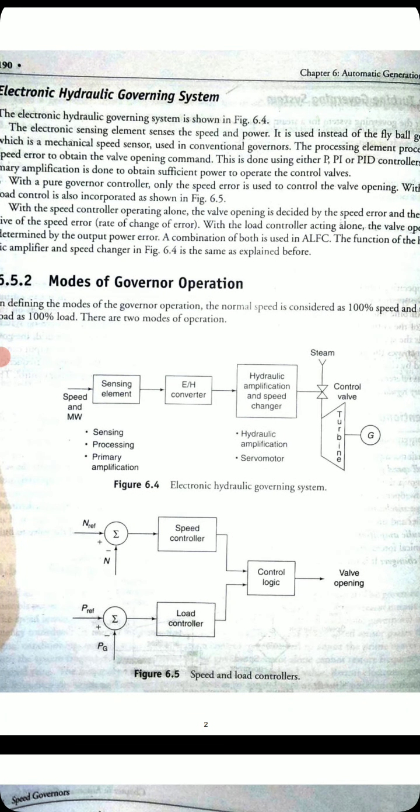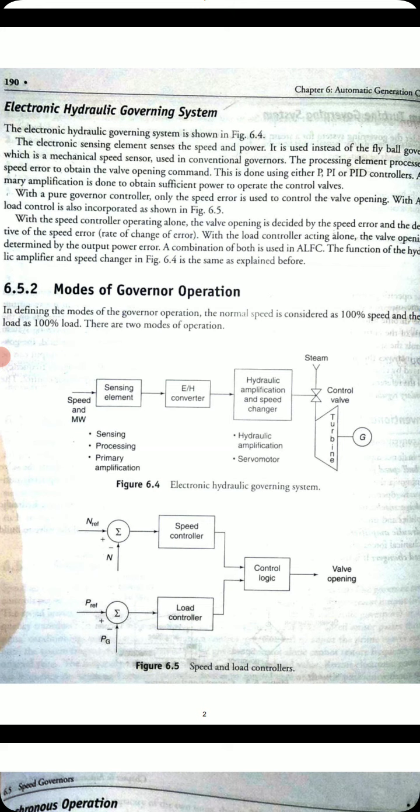There is a speed and power sensing element. There is an E to H converter, then hydraulic amplification and speed changer. There is a steam control valve, then the turbine. You can see the figure clearly. So what exactly is this? The electronic sensing element senses the speed and power.